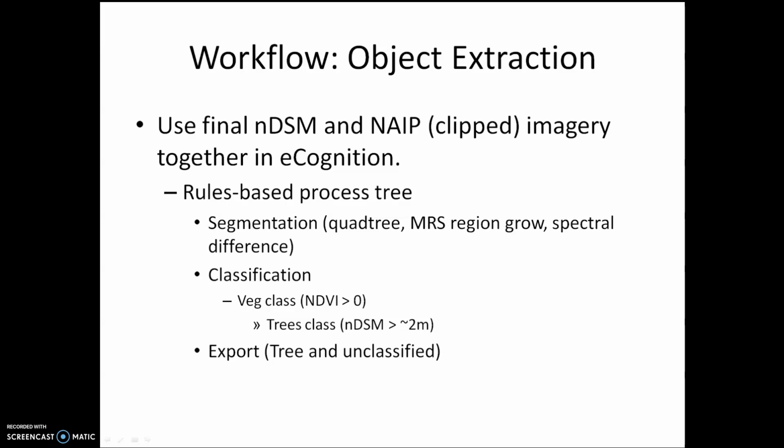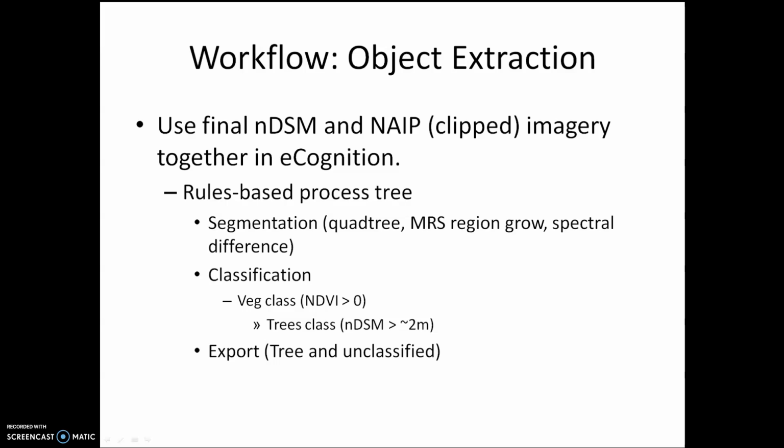Next step in the workflow would be image extraction. I plan to do all this in eCognition, and I have taken the process tree, the rules straight out of our lab from a week or two ago. We use NAIP data in that, and so I thought it would be appropriate. But the parameters I know that I'll play around with. So I'll segment it using quad tree, MRS region grow, and spectral difference algorithms.